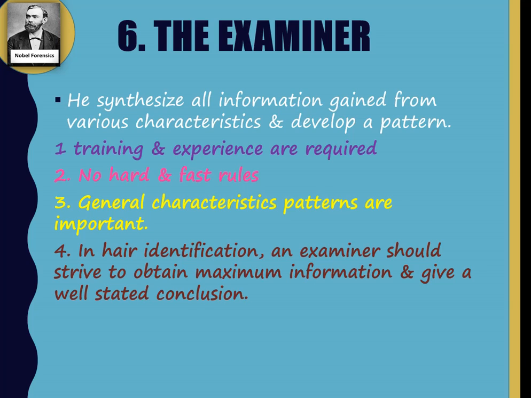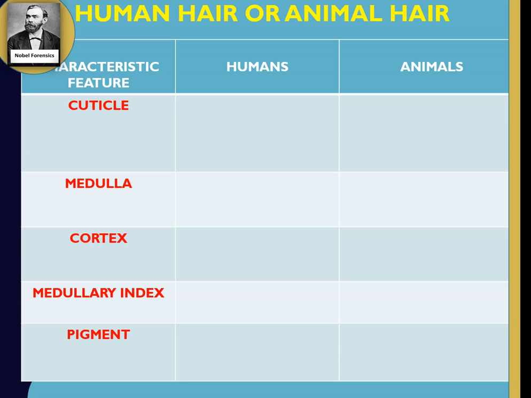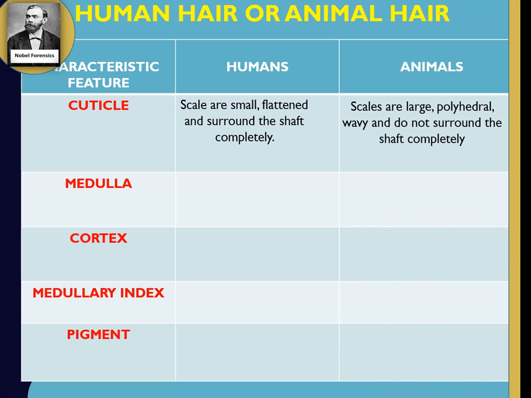And these 6 are the elements of hair examination. Then going to the human hair and animal hair differences. Here I added characteristic features in humans and animals. Cuticle: in humans, cuticle scales are small, flat and imbricate type and surround the shaft completely. But in animals, scales are large, polyhedral, wavy and do not surround the shaft completely.